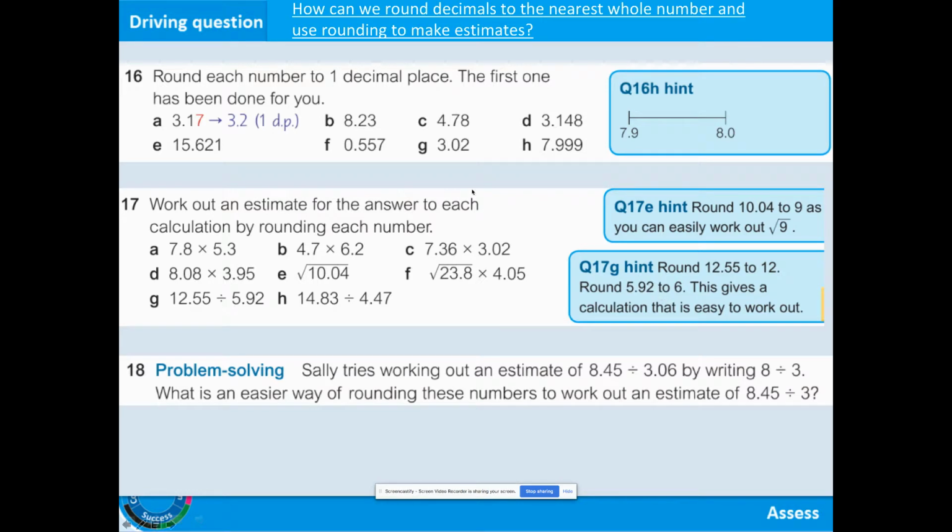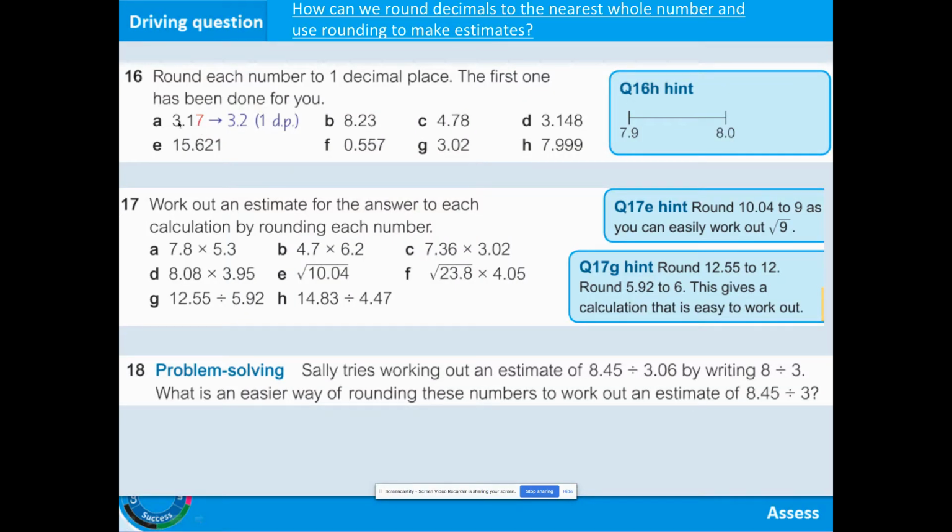So question 16a, the first one has been done for you. 3.17 is approximately 3.2. Here's our first decimal place. We have to look at our second decimal place. If it's 5 or more, you have to add 1 to the previous number. Okay, have a go, press pause, and then press play when you're ready to look at the answers.